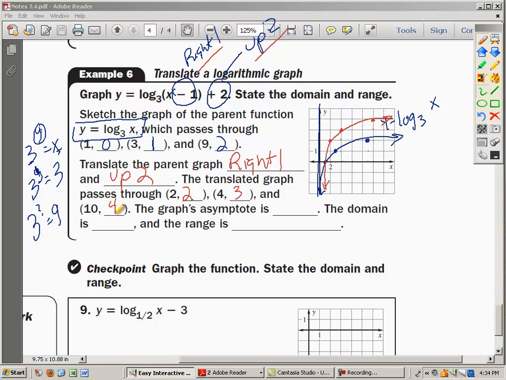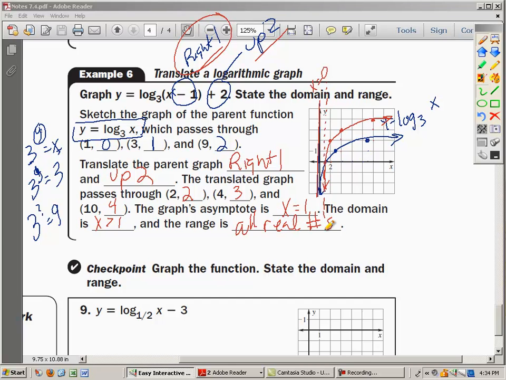Now the graph's asymptote, because we moved it to the right by 1, remember we had a vertical asymptote at x equals 0. So because I moved it right 1, I'm going to also move the asymptote to the right 1. And so now my new vertical asymptote will be at x equals positive 1, because again, we basically slid the whole graph to the right by 1 unit. The domain of the function is x has to be greater than 1, again, not equal to, because it'll never actually get to x equal 1. And the range is all real numbers.